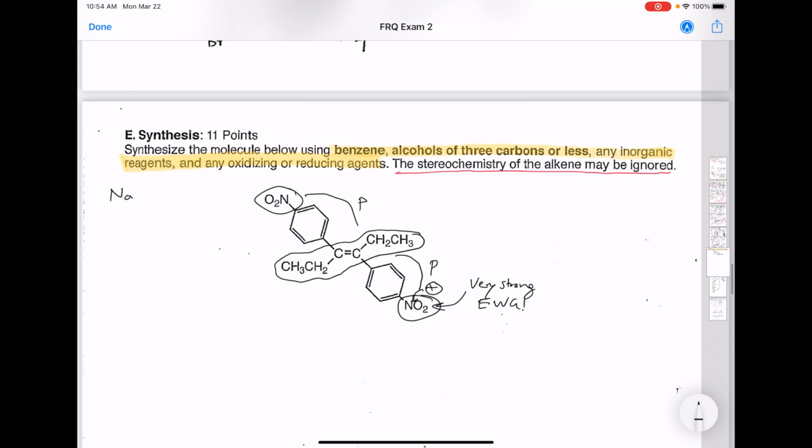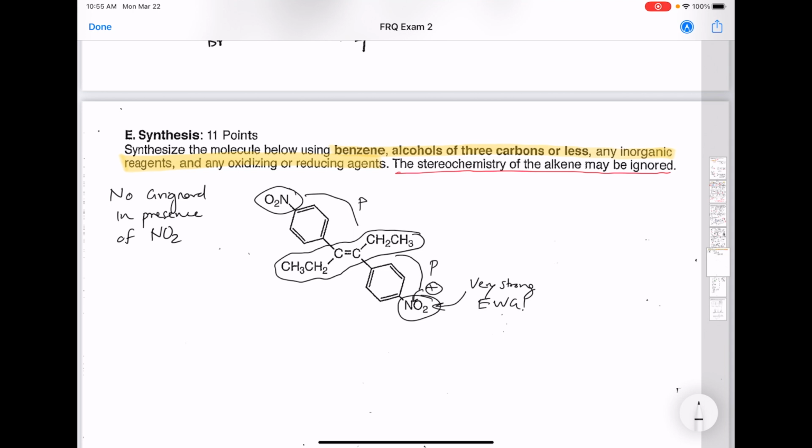So there's no Grignard in the presence of NO2, and that means that we can't do any carbon-carbon formation reactions, at least with the Grignard reaction. We can't use the Grignard reaction for this while we have this group.